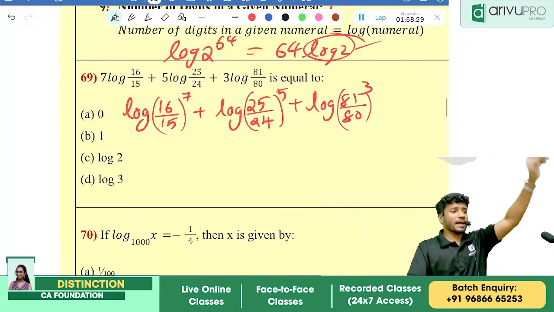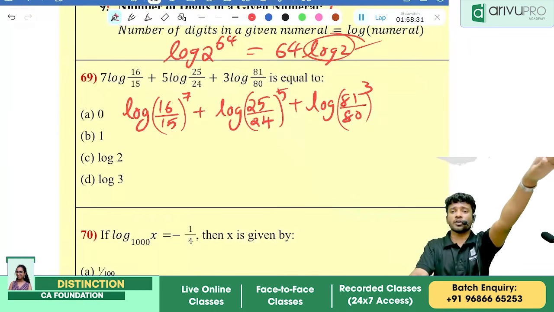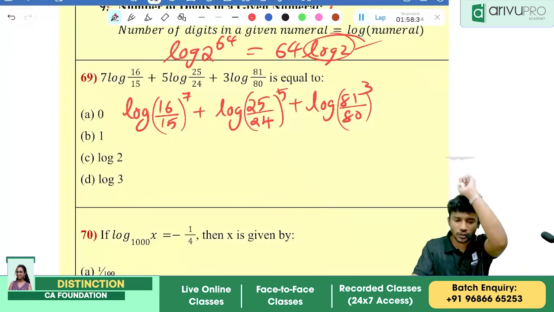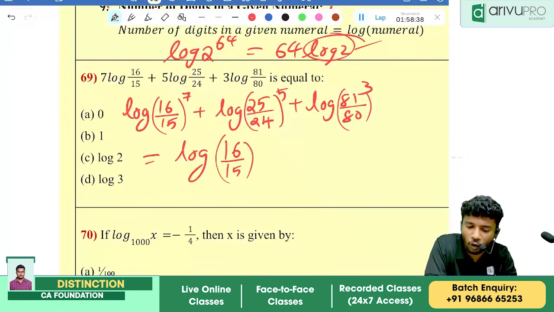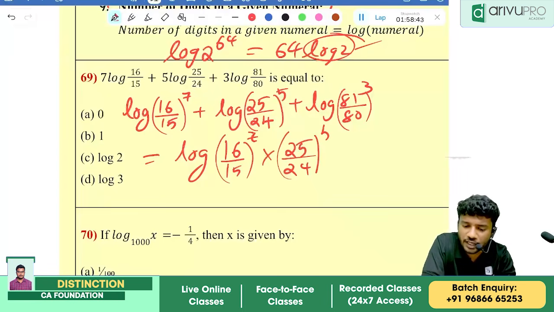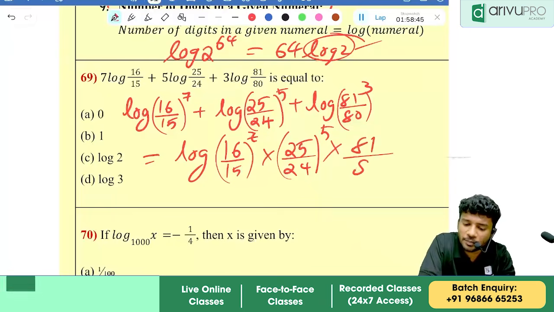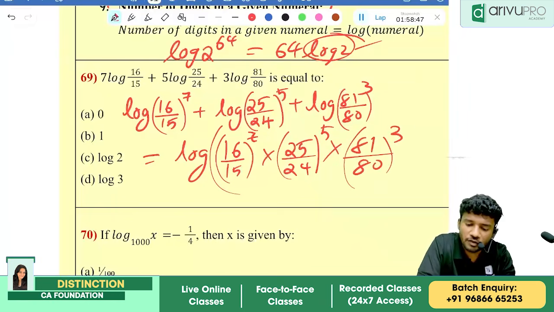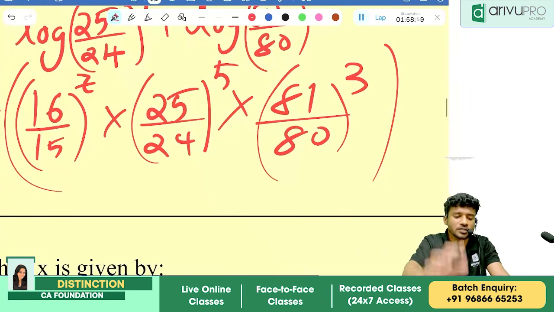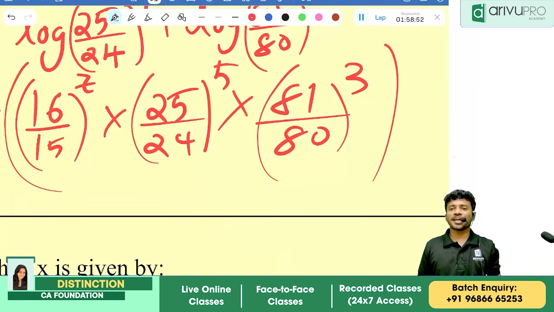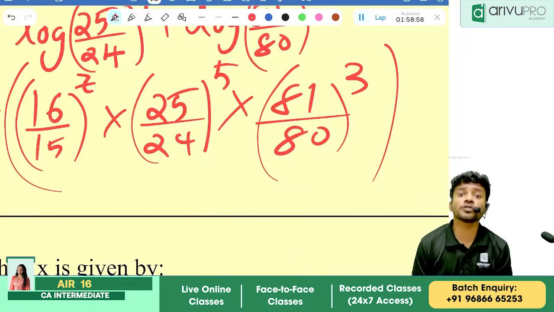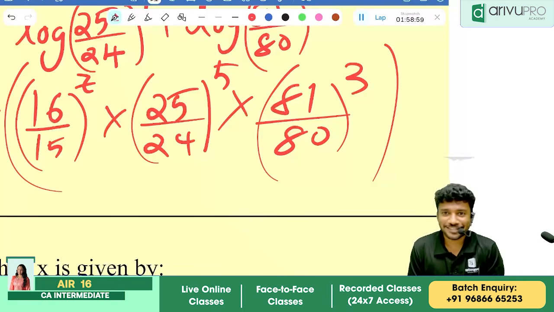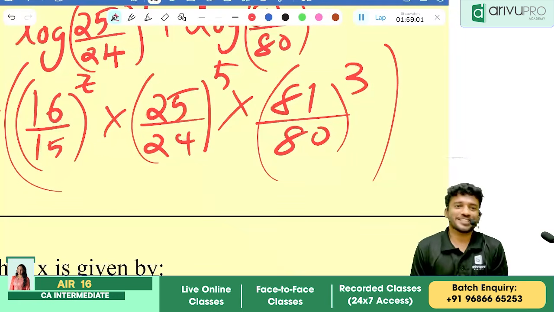Log of a plus log of b plus log of c is equal to log of a into b into c, which is equal to log of 16 by 15 the whole power 7 into 25 by 24 the whole power 5 into 81 divided by 80 the whole power 3. Find me the value, people. Just solve this, you will get the answer. Sir, I don't know the calculator method, sir. Yes, use your calculator. You will get the answer.